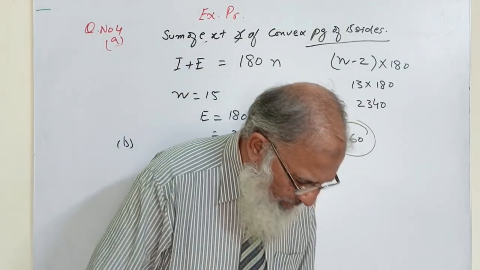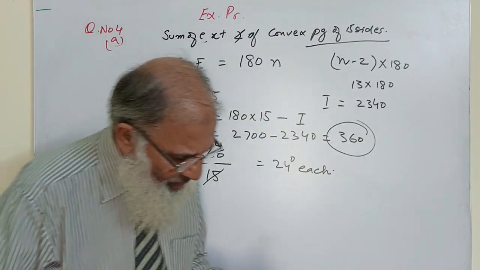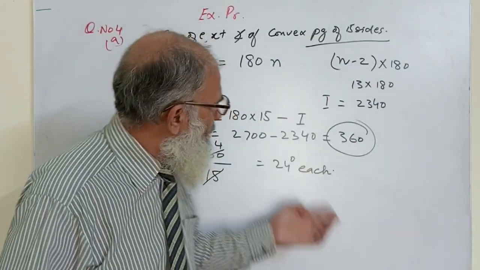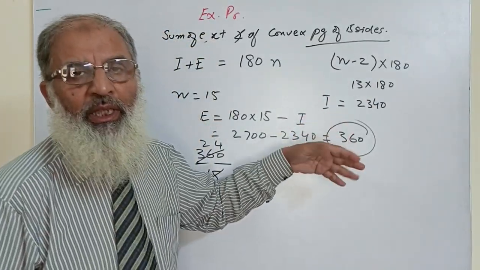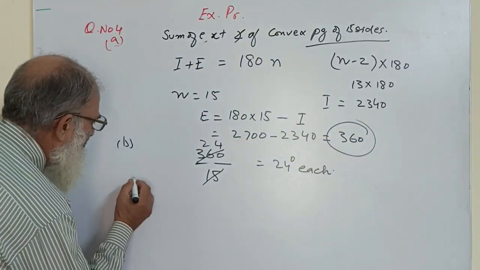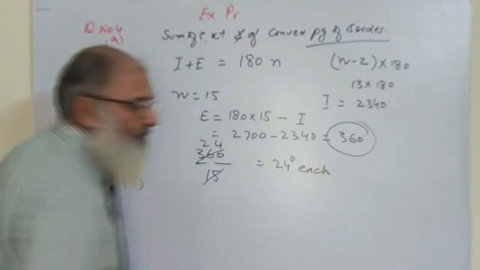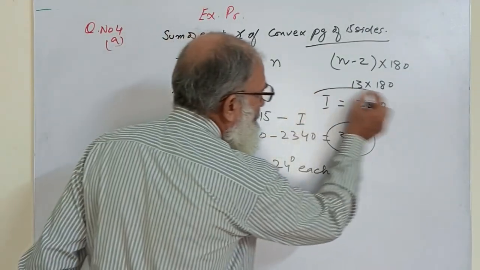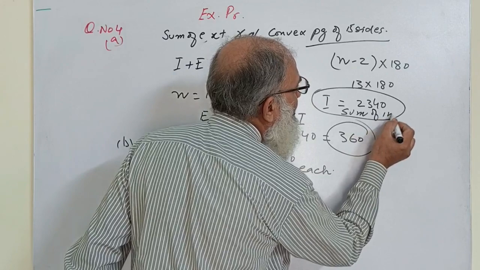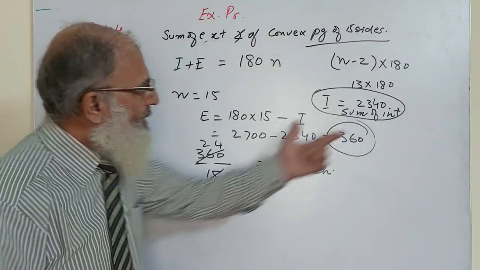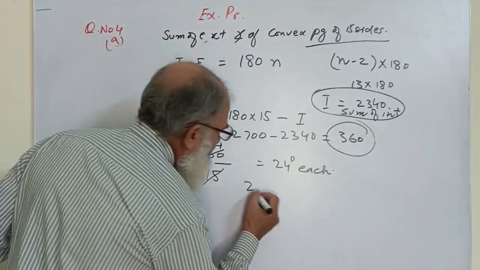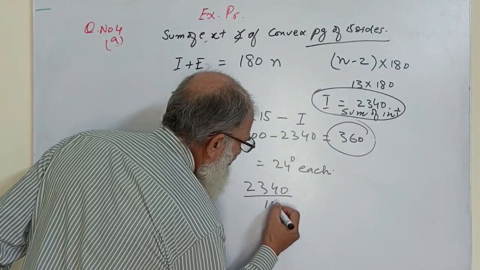Question number 4, part C says, if the polygon is regular, we just suppose it, because for this question we have to assume that it is a regular polygon. In part C, he is asking us what will be the size of each angle. Now this is the sum of interior angles, so he is asking about each angle. Just as we did here, 340 divided by 15.